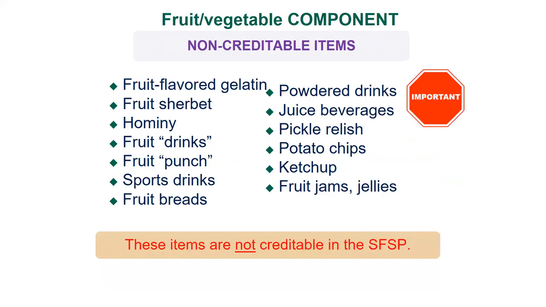This slide is going to go over a variety of different examples that are not creditable under the fruit vegetable component. So like I was saying, fruit punch, fruit drinks, not creditable. It needs to be 100% fruit juice or 100% vegetable juice. Sports drinks like Gatorade or Powerade, that kind of stuff is not creditable. Pickle relish, fruit jams, jellies, et cetera.